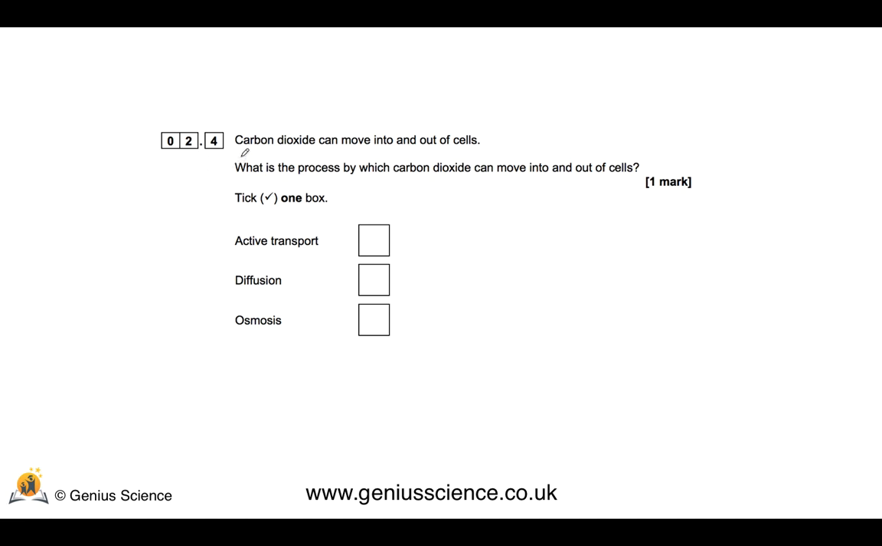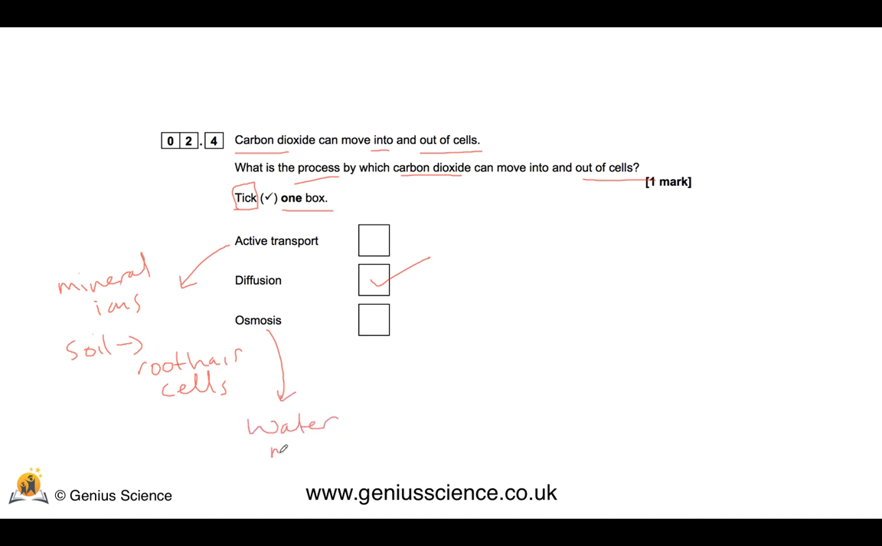Question 2.4 now. Carbon dioxide can move into and out of cells. What is the process by which carbon dioxide can move into and out of cells? We've got to tick 1 box. Now, the answer here is diffusion. Gases always move into and out of cells via diffusion. Active transport would be something like mineral ions moving from the soil to the root hair cells. And osmosis only concerns water molecules.